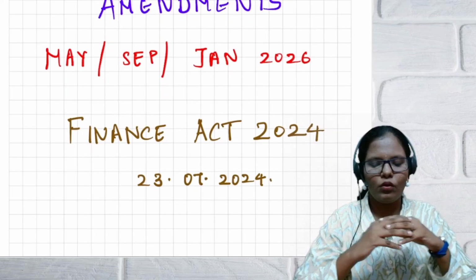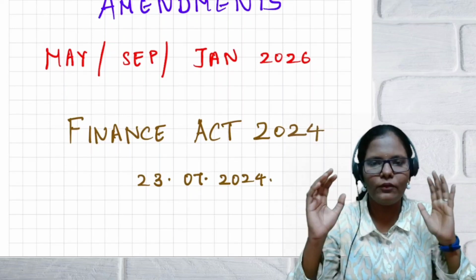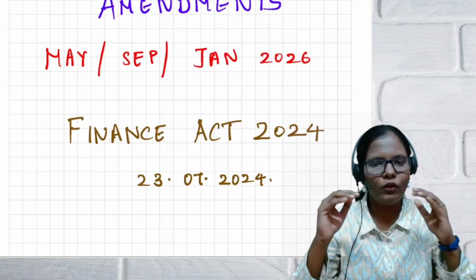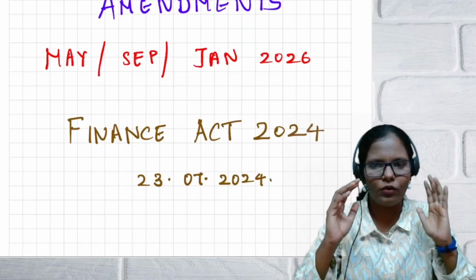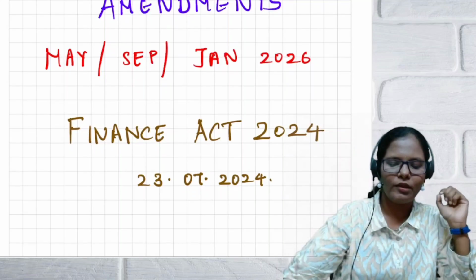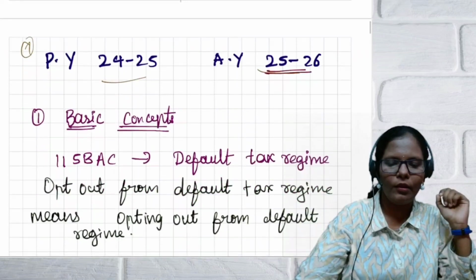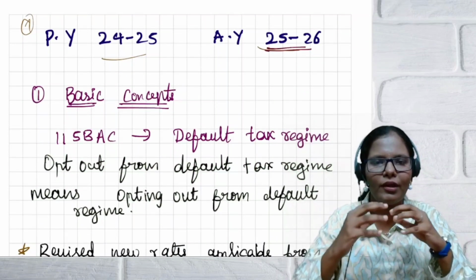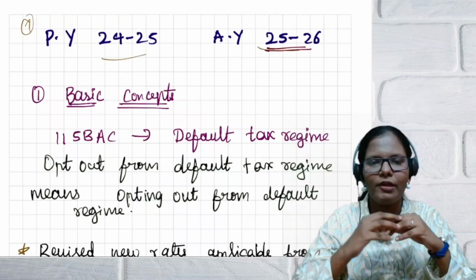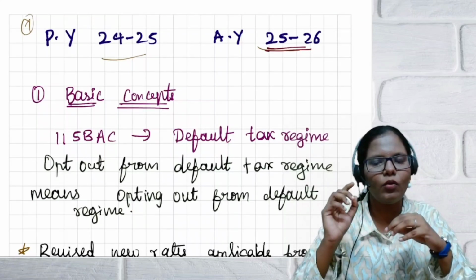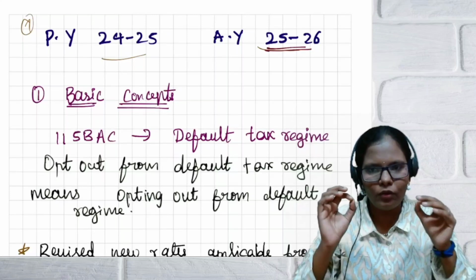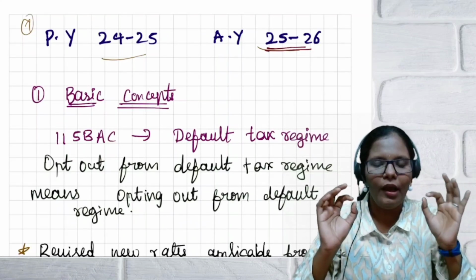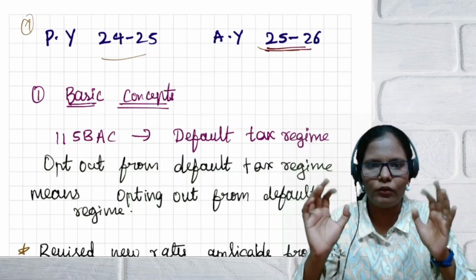Okay guys, this 23/7/2024 date we should mandatorily remember because many of the amendments are based on this date only. Okay, let's begin. Before entering into the concept, we need to first understand for our upcoming exams what is previous year and what is assessment year. So for May 2025 examination, our previous year is 24-25 and assessment year is 25-26.